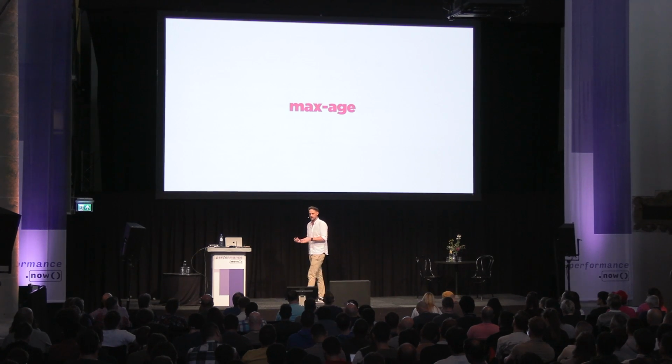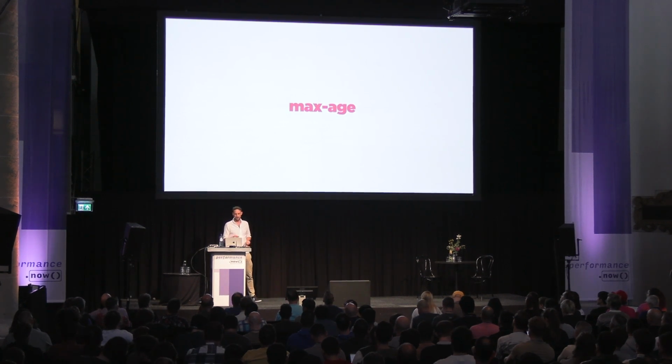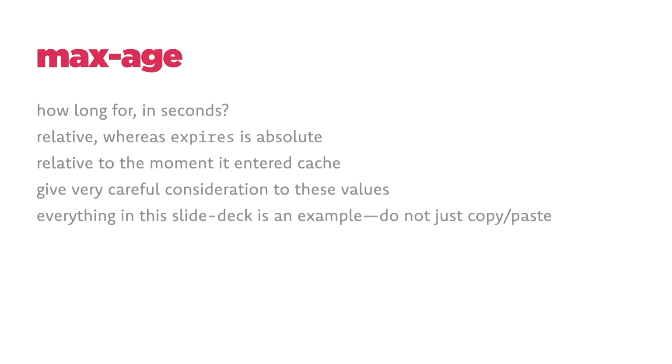The first concept is max age. This is sort of equivalent to the old expires header. This is basically how long can I store this file for? How long can this file be reused? It's a value in seconds. It's relative, whereas expires is absolute.